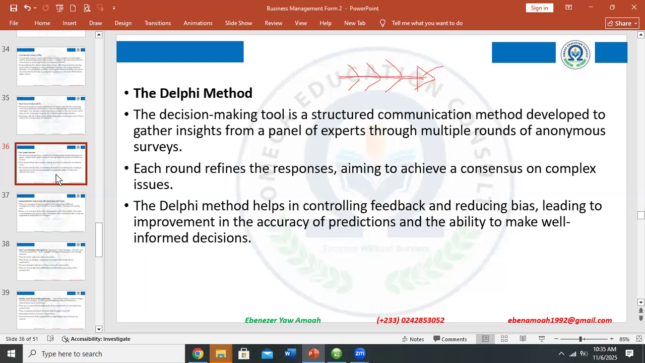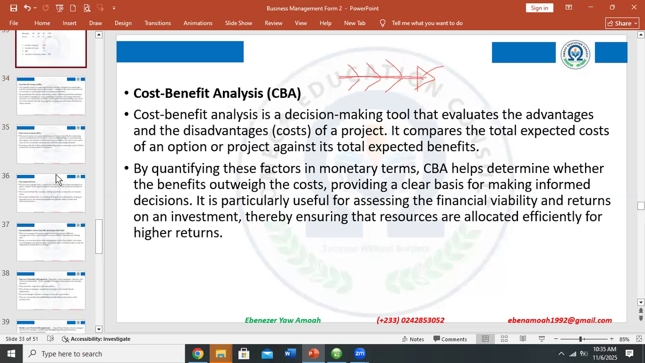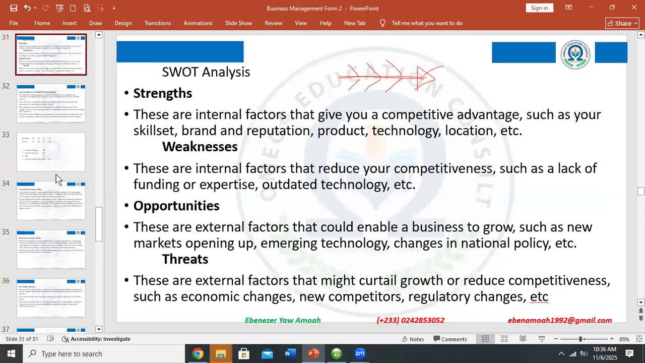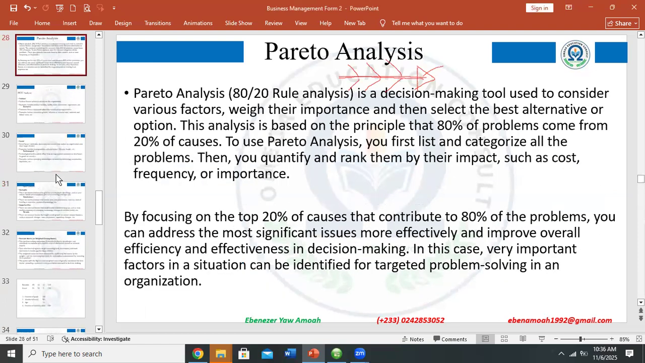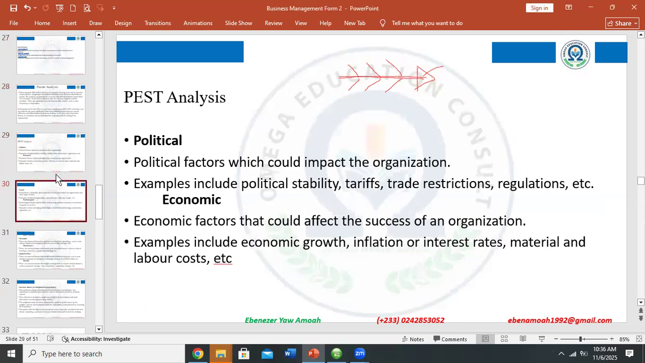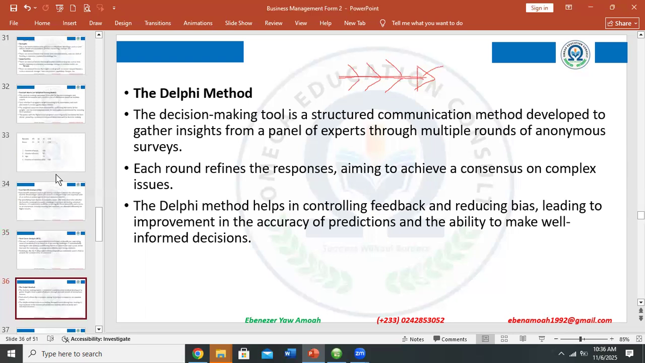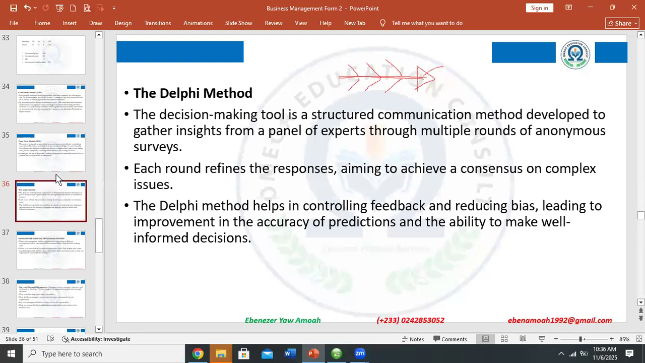So professors, we are done with the tools. Please, these things are in your learner manual, so you have to take them seriously. The Delphi method, root cause analysis, cost-benefit analysis, the decision matrix or weighted scoring model, SWOT analysis, PEST analysis, and Pareto analysis are detailed in your curriculum. You can be asked to state three tools of decision-making and explain them. If for nothing, remember Pareto.